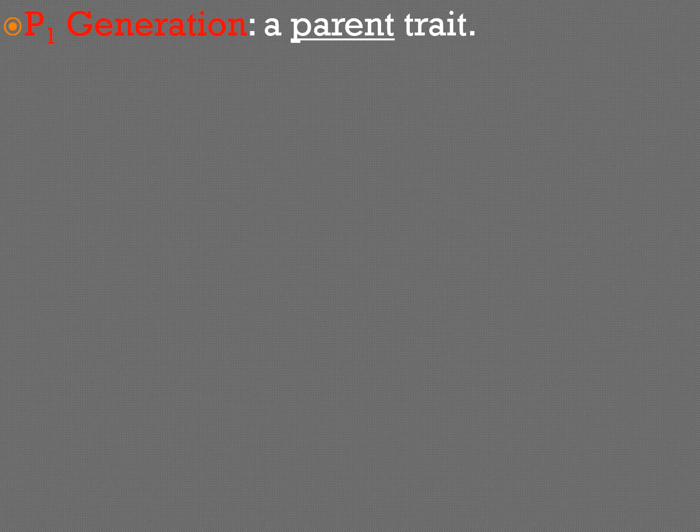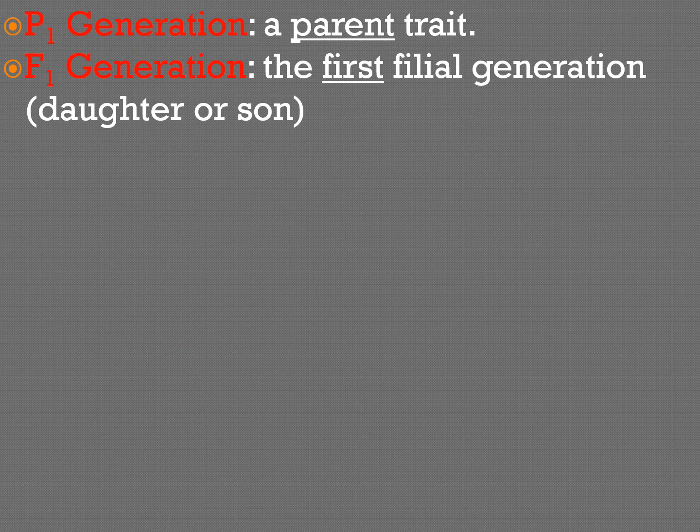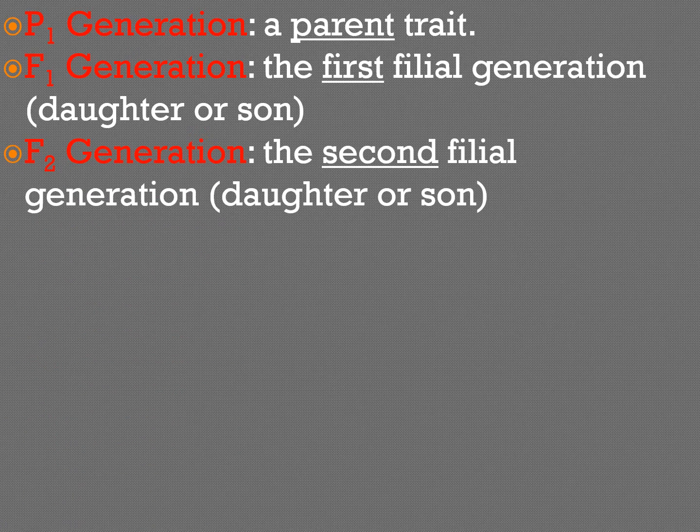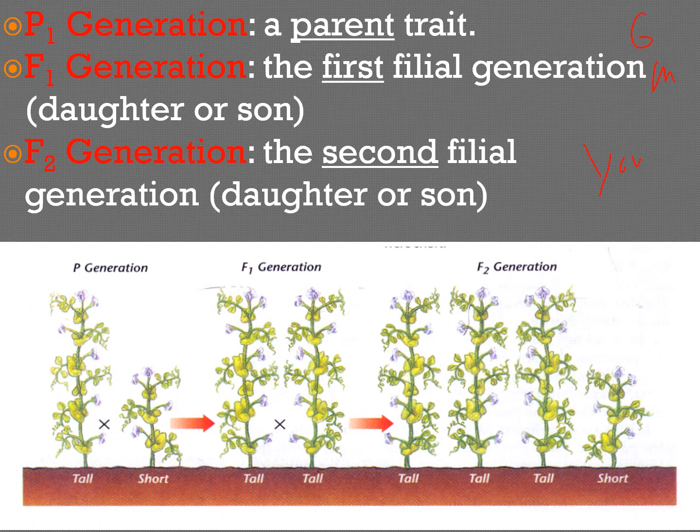All right, P1 generation is the parent trait. F1 generation is the first filial generation, daughter or son. F2 generation is the second filial generation, daughter or son. So what I usually say is, grandma, mama and them, and you. But let's just look here. Here go grandma and them.